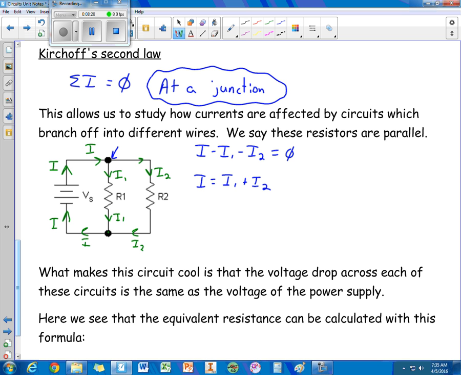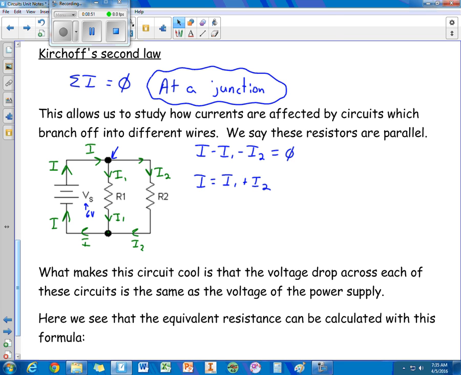Now, because of the voltage, here's where it gets a little tricky. The voltage would actually be the same across R1 and R2. So if my power supply is at 6 volts, I would have a potential difference of 6 volts across R1 and a potential difference of 6 volts across R2. The current's different, but the voltages will be the same.